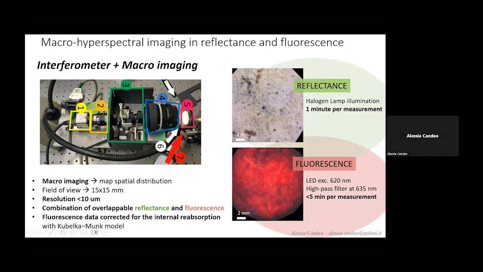We've used the reflectance dataset to correct for the self-reabsorption of the fluorescence dataset. And we've used a halogen lamp for the illumination of the reflectance dataset and an LED excitation for the fluorescence dataset. And the acquisition of both datasets took less than 5 minutes.